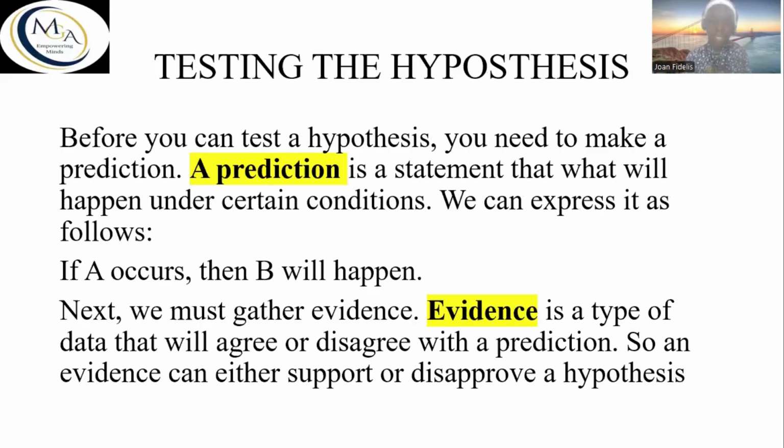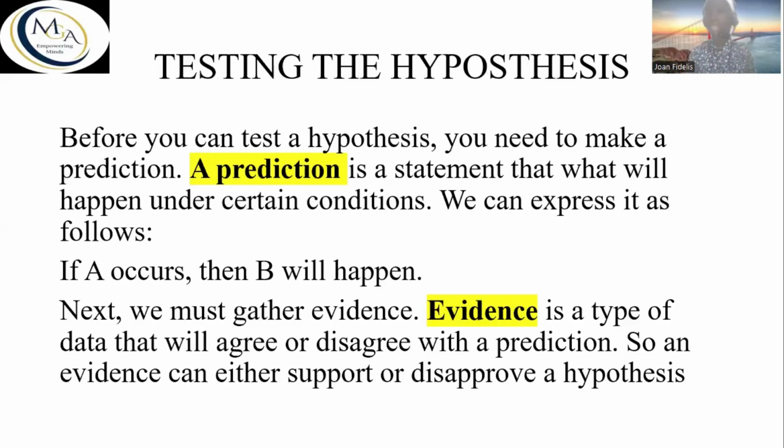So we can express it as follows: if A occurs, then B will happen. So a very good example is, if it rains tomorrow, people will carry umbrellas. So that's a prediction. It can rain tomorrow, people may carry umbrellas. It can rain tomorrow, people may not carry umbrellas. So it's a prediction. But if A occurs, then B will happen.